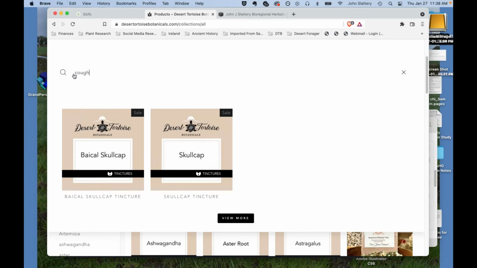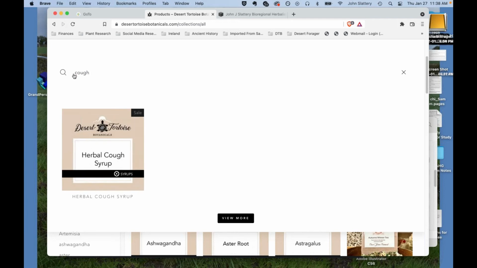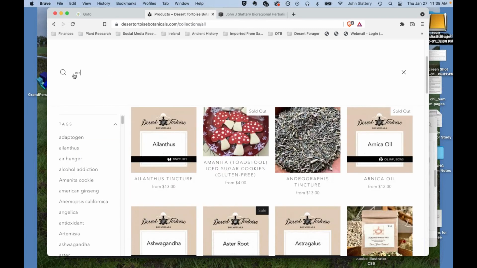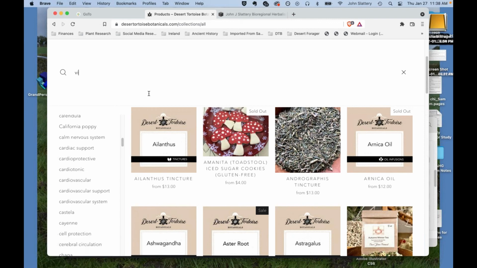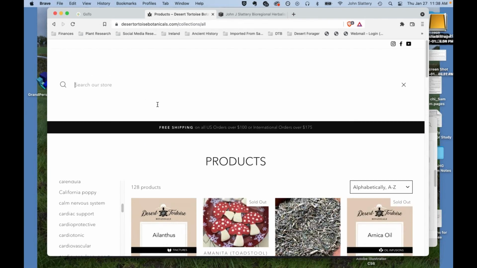Unfortunately, when you put in something like cough, there's not as much anymore. There used to be tags associated with all the products, and I had to remove those, and that's part of the reason why I started doing these product presentations. So illnesses or tag words are far less effective now, but you can also see a whole list of tags here when you're on the main product page. Okay, those are just some pointers on how to navigate.